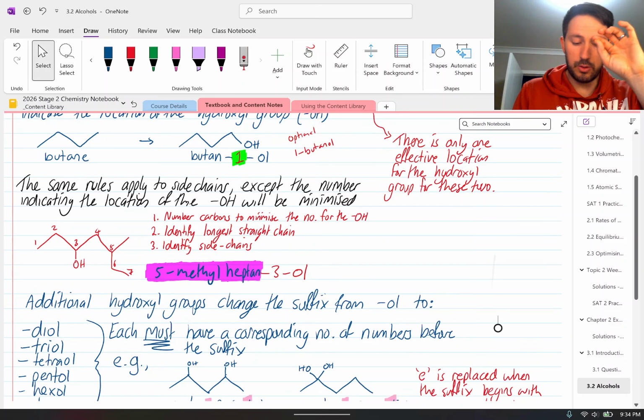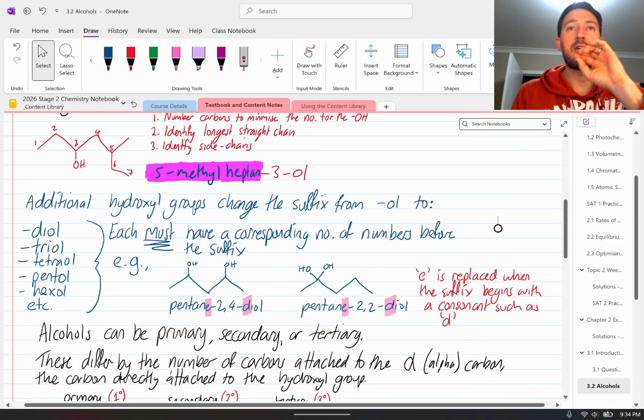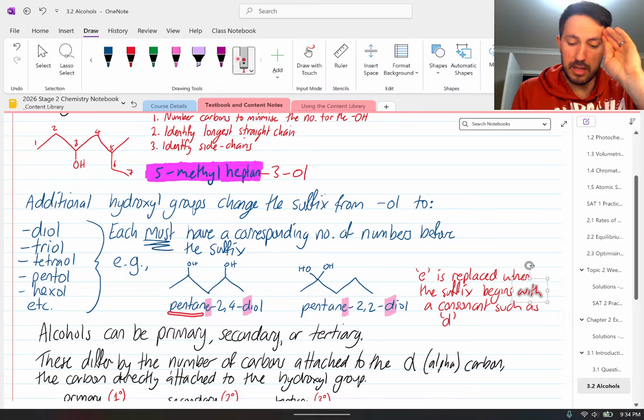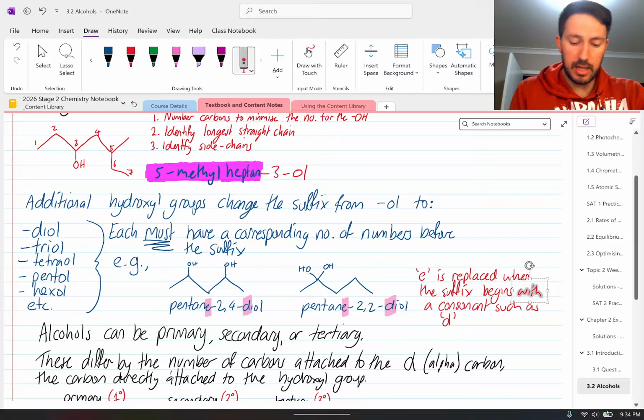Now, once you are talking about a diol or a triol or a tetraol, you now no longer have that vowel in between the base name, as in the base hydrocarbon name, and the suffix, the diol. So you will keep the E. In this particular case, it'll be pentanediol with some numbers in between that tell you exactly where those two OHs are. In this particular case, if we count 1, 2, 3, 4, 5, we have 2, 4. If we were to count from the other side, we would also have 2, 4.